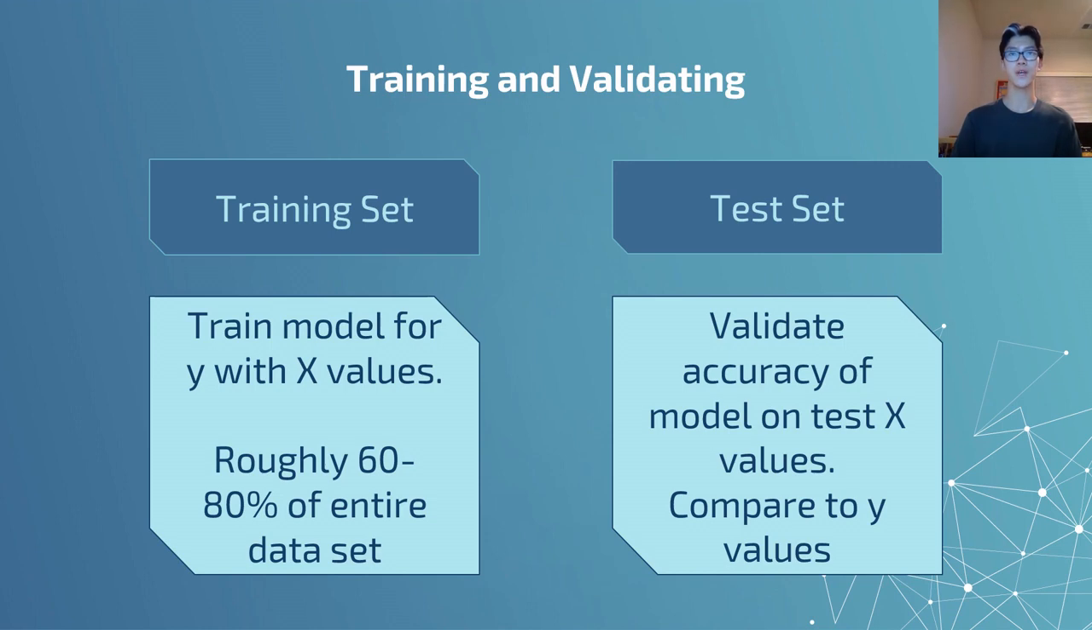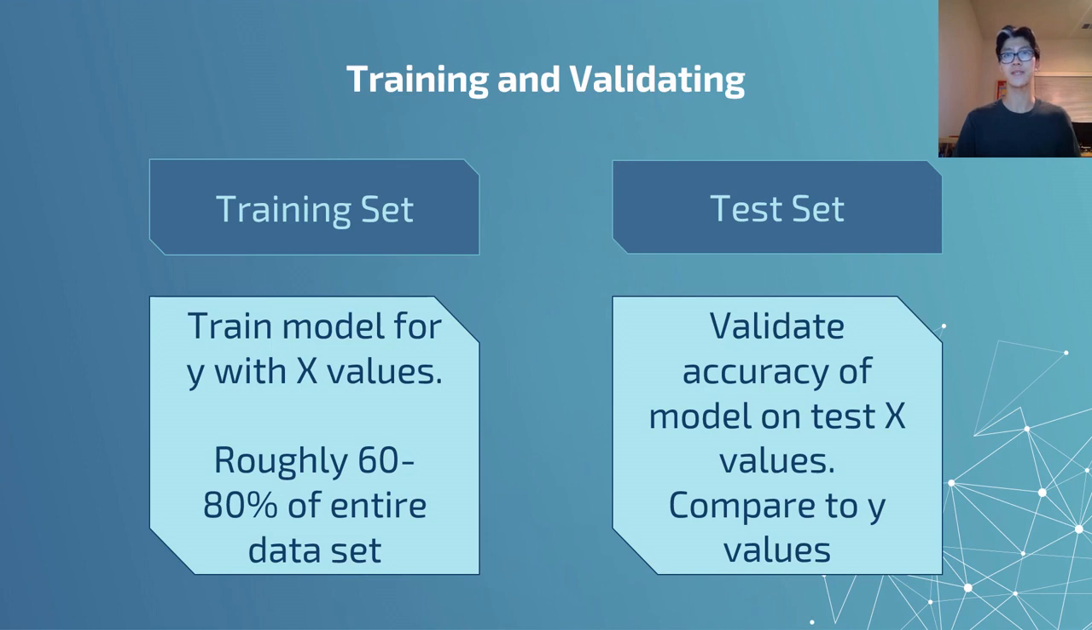Oftentimes, our pipeline includes splitting the data into training and test sets. Let's look at the training set first. The training set is what we use to actually train our model, and so it'll be roughly 60 to 80% of our entire data set. It will have both X and Y values. In other words, it will have all the features and all the label values. This is what's going to be used for our algorithm to learn the patterns that connect X with Y.